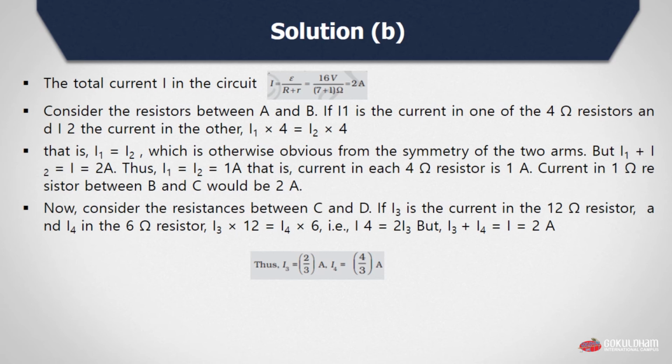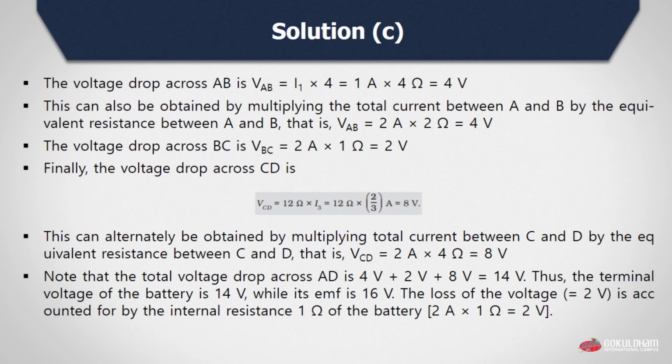Now we will move to our solution C. For C, we have to obtain the voltage drops VAB, VBC and VCD. The voltage drop across AB is VAB, which is equal to I1 into 4, which is equal to 1 A into 4 ohm, which is equal to 4 V. This can also be obtained by multiplying the total current between A and B by the equivalent resistance between A and B.